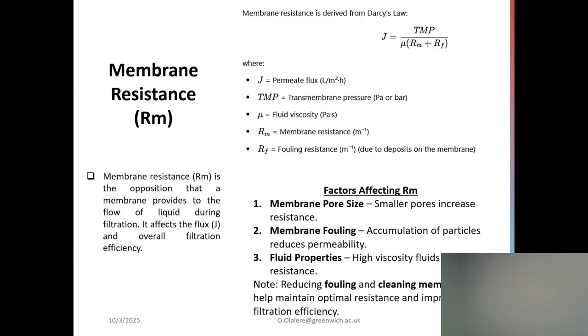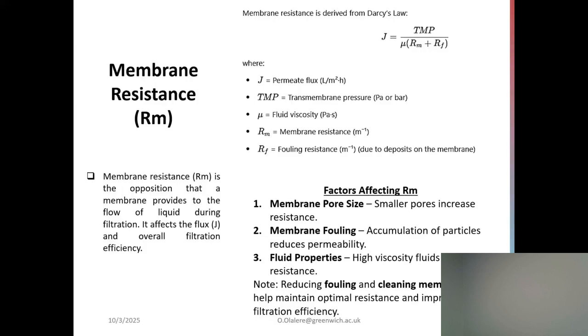So that is the reason why we need the mathematical equation to be able to understand how the process works. So the first factor that affects membrane resistance is membrane pore size. The next one is membrane fouling. The next one is fluid property. Is it of high viscosity or low viscosity? So reducing fouling and cleaning the membrane help maintain optimal resistance and improve filtration efficiency.